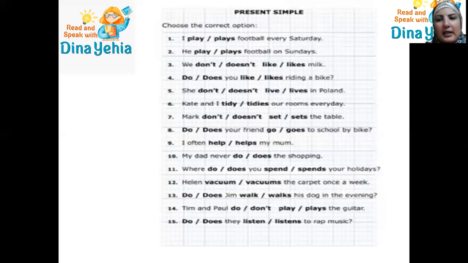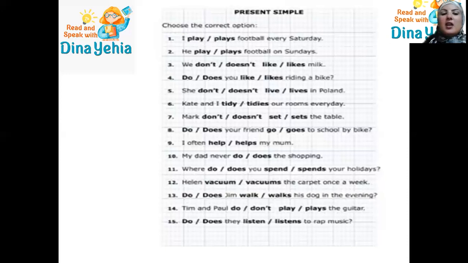I often help or helps my mom. Does anybody here help his mom? If yes, so I often help. Why help? Because with I, I do not have to put S with a verb. Number 10 is, my dad never does or do the shopping. So my dad is he, takes S, so does.